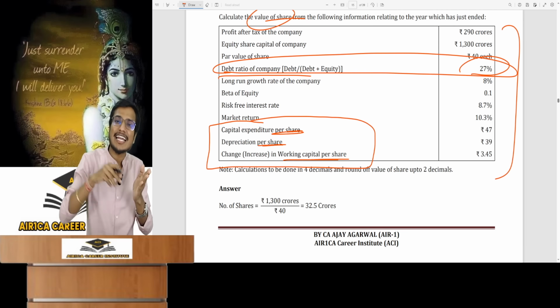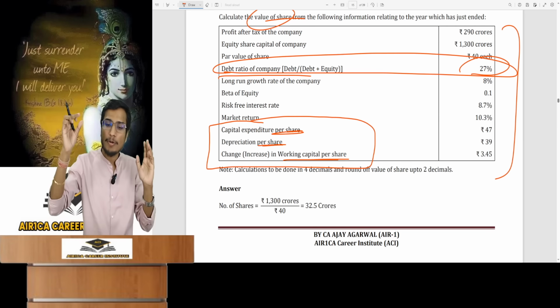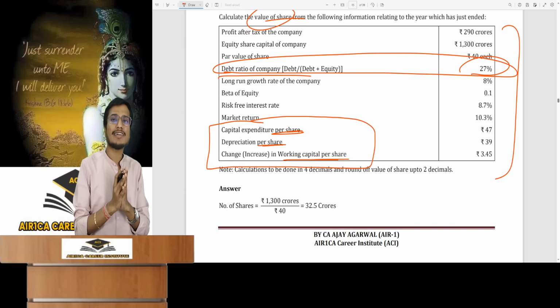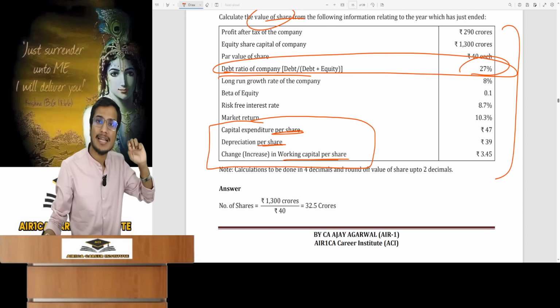Understand, per share means dividing by total shares. Capital expenditure is divided by the number of shares to get it per share; the data hints at this. Take FCFE per share and you will directly get the value of equity per share. This does not mean it's the share of equity in capital expenditure.